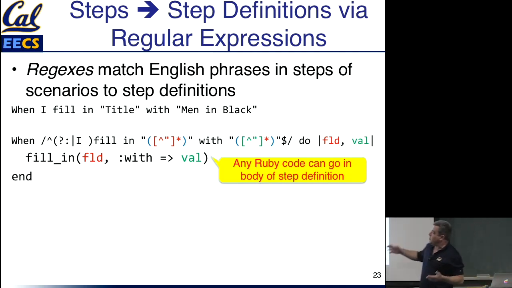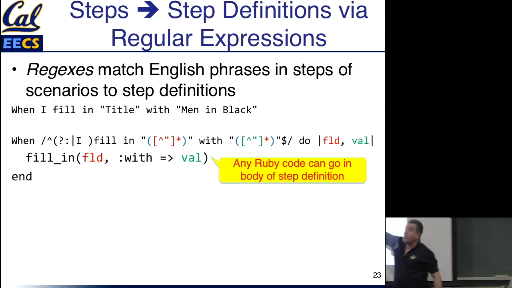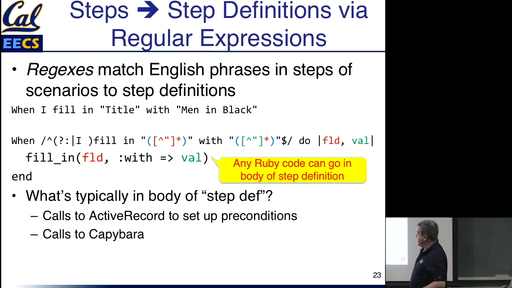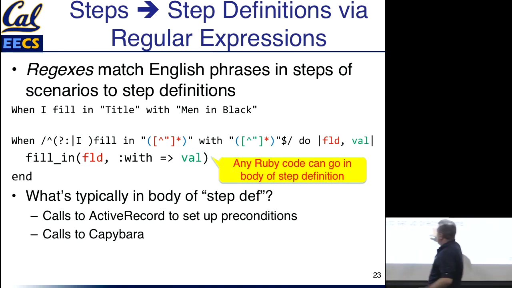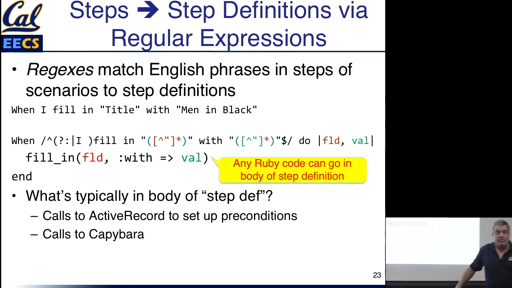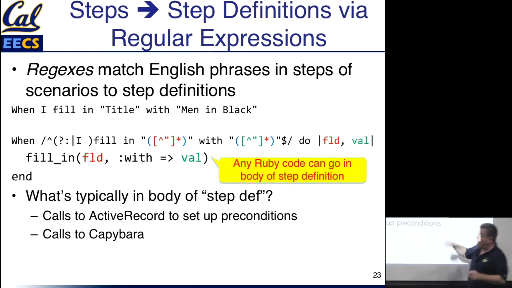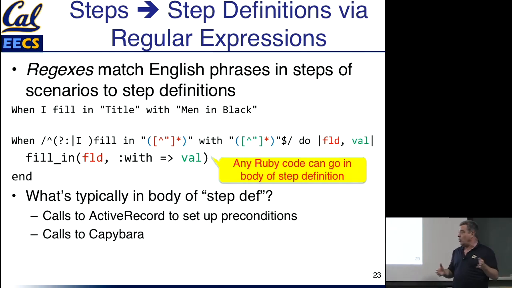So what kinds of things would you expect to find in the body of a step definition? Well, one kind of thing is if there are preconditions that your test depends on. For example, if I was writing a test that depends on a number of movies already being in the database, I can imagine that there would be a step definition where I'm going to make some ActiveRecord calls to create those movies, because I need to make the state of the world look the way that my test expects or assumes.